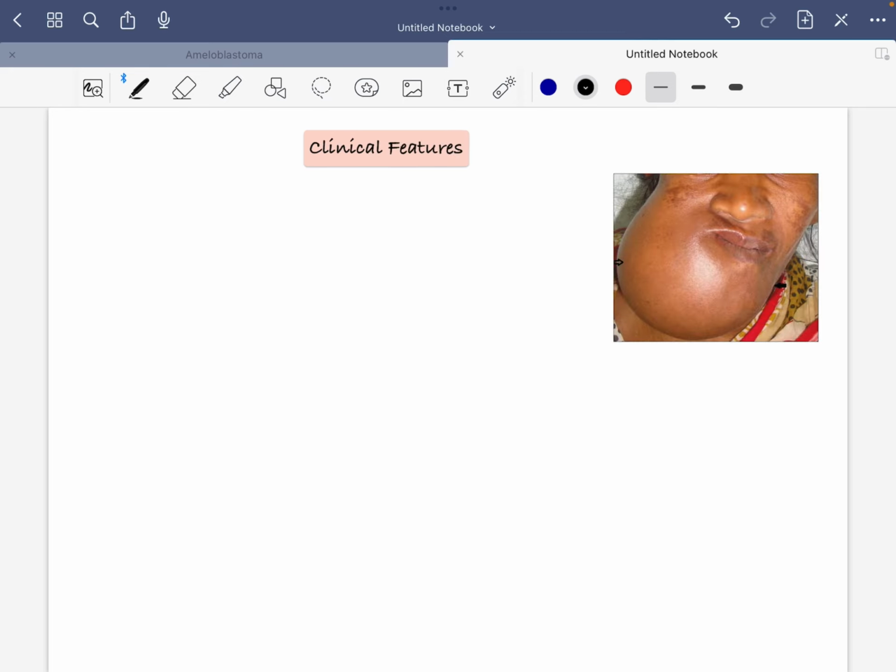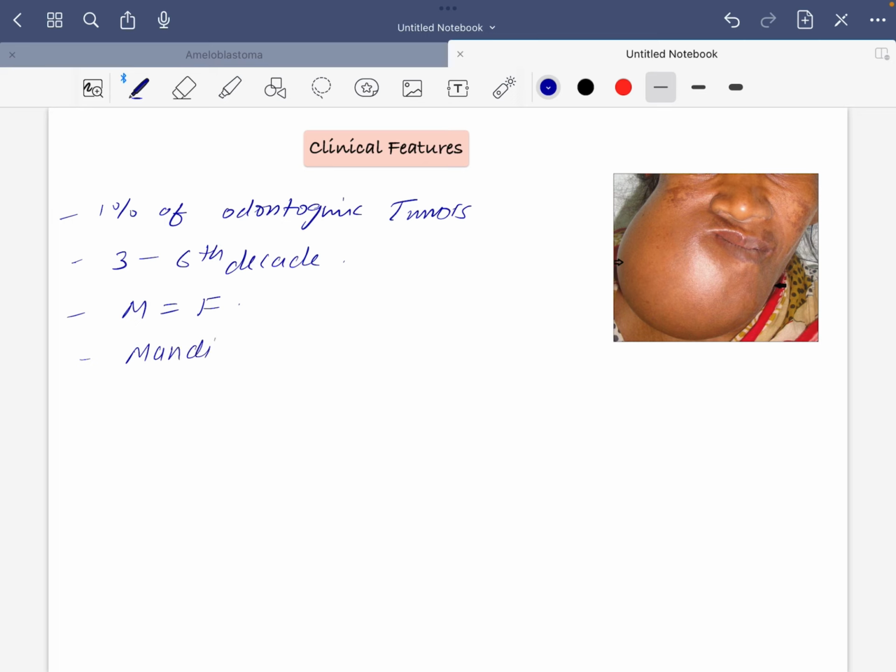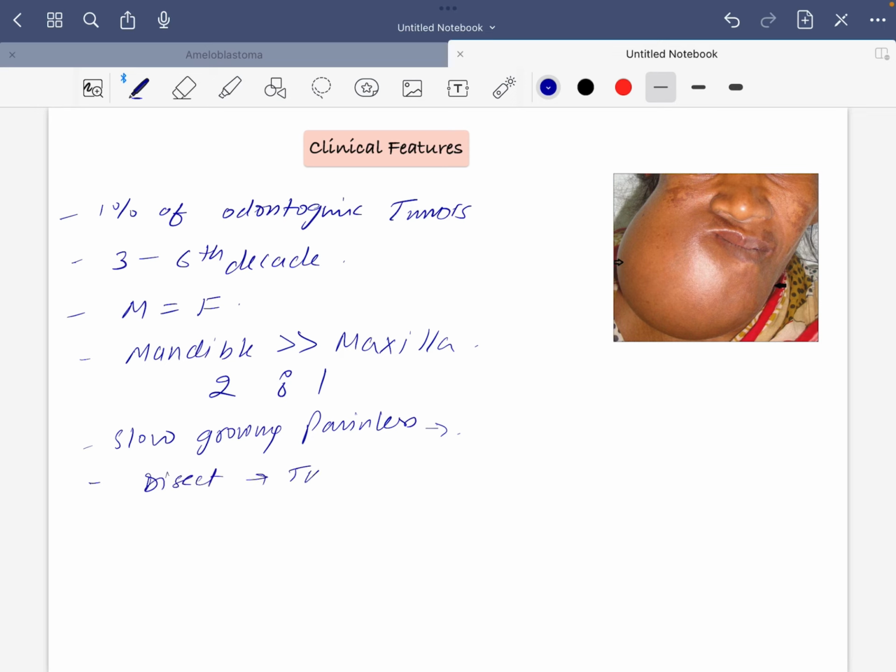Now we'll discuss the clinical features. This tumor is just 1% of all odontogenic tumors. It's most common in the 3rd to 6th decade of life. It is equally prevalent in males as well as females, but the chances of occurrence are more in the mandible, twice that of the maxilla. It's usually slow growing, and when you dissect the tumor, you can actually see calcific remnants.